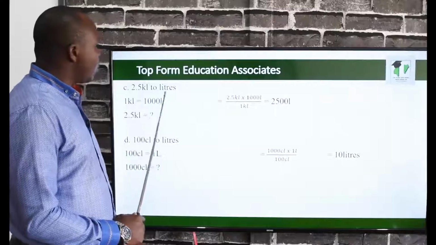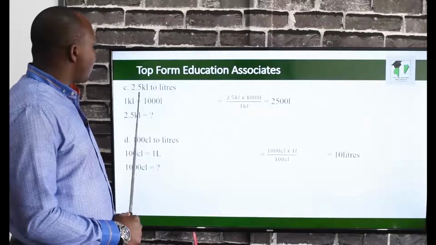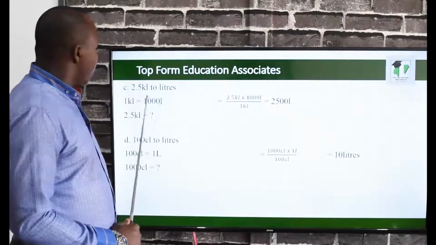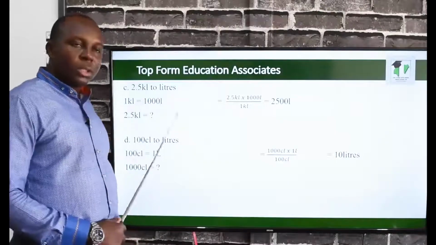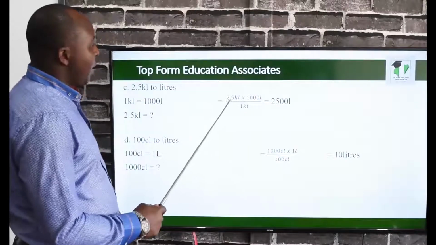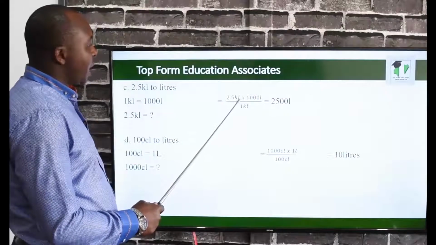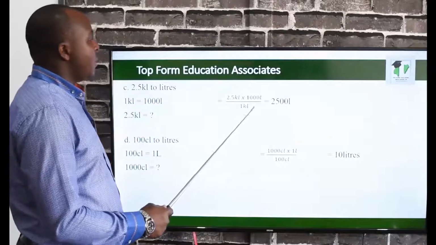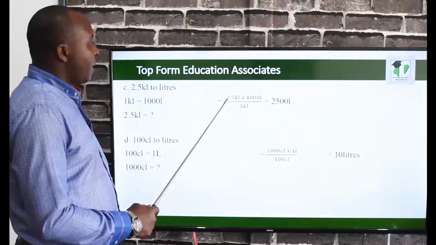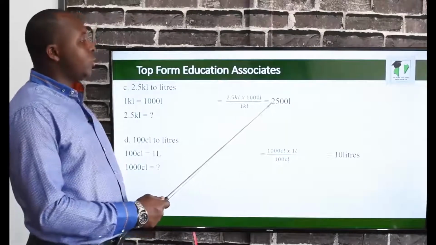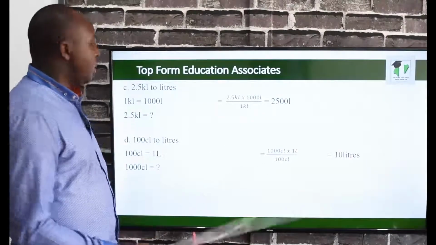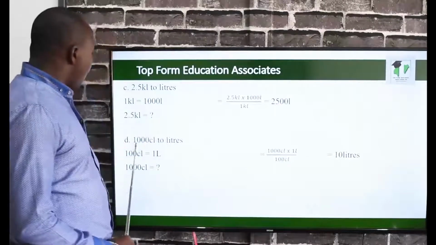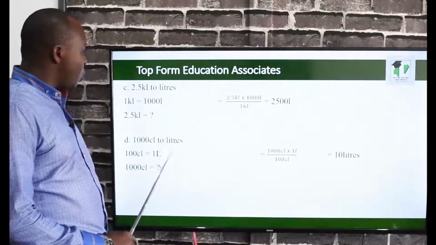2.5 kiloliters to liters. 1 kl equals 1,000 liters. 2.5 kl equals unknown. The same thing, we cross multiply and divide. 2.5 kiloliters times 1,000 liters over 1 kiloliter. Kiloliter will cancel kiloliter. I have 2.5 times 1,000, which will give me 2,500 liters.